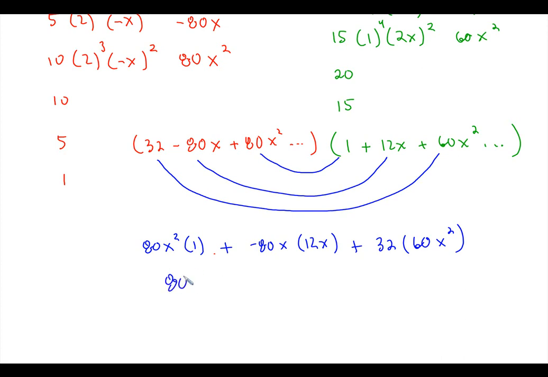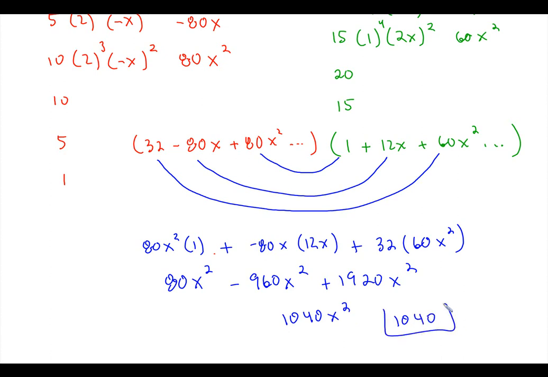So this will give us 80x squared. This will give you a negative value, 80 times 12, which is negative 960 x squared. And 32 times 60 gives us positive 1920 x squared. So if we simplify all this, I believe we end up with 1040 x squared. So the coefficient is going to be 1040. Okay?